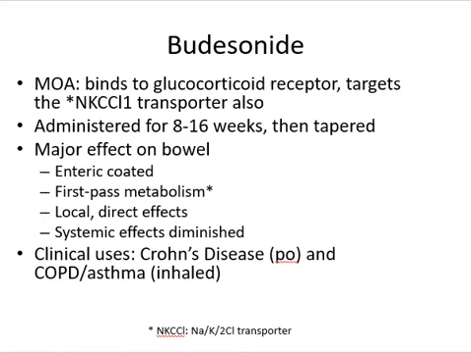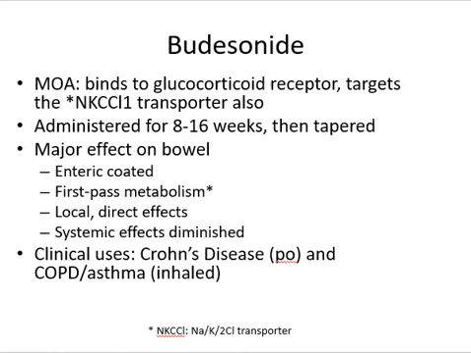But it also targets the sodium-potassium 2-chloride transporter. Is that clinically significant? You'll find out much later. We don't really get into the physiology of that particular transporter at this moment. But it can bind to that, which is why you see something like budesonide used in other disease states. Typically, this drug is administered for 8 to 16 weeks, and then the drug is tapered off, and it has major effects on the bowel.